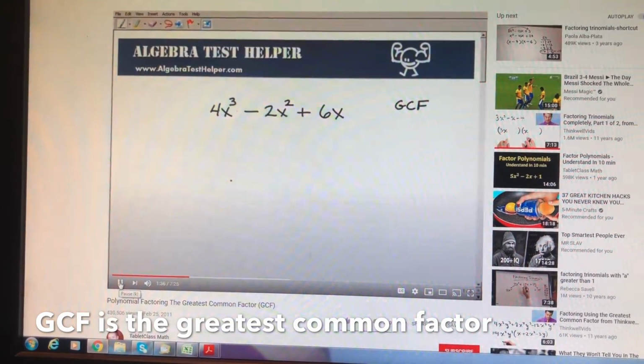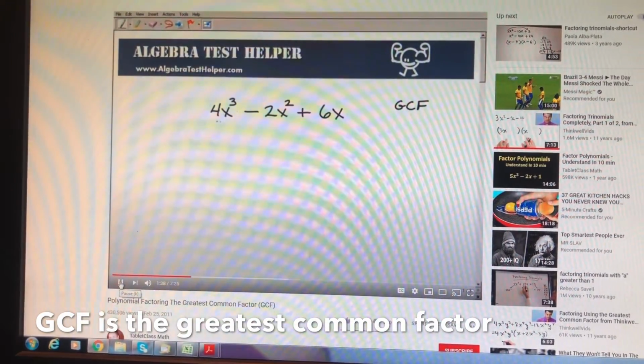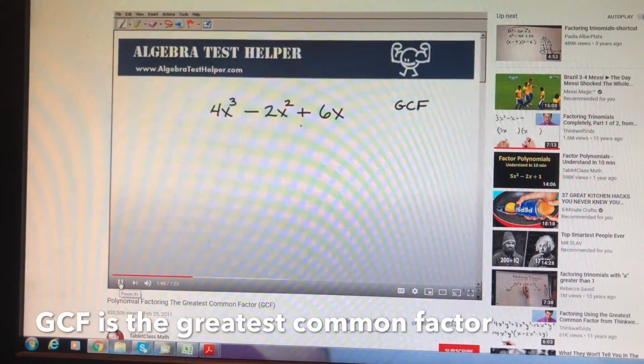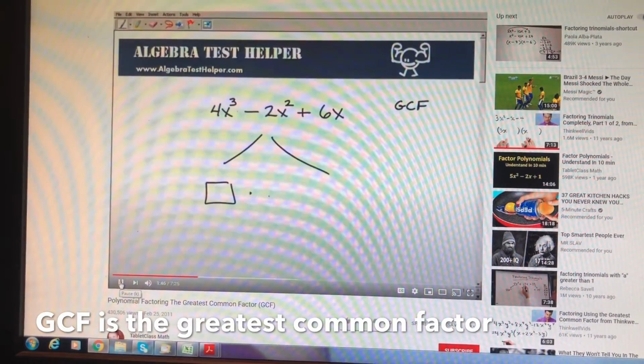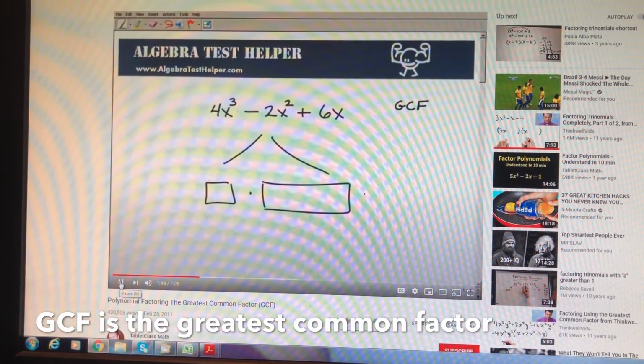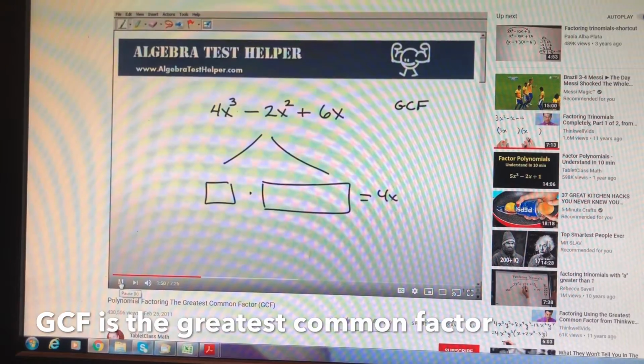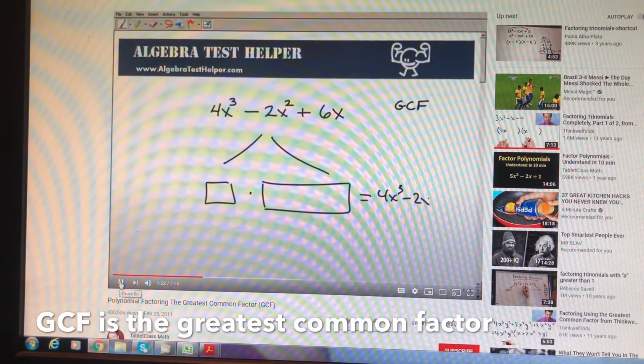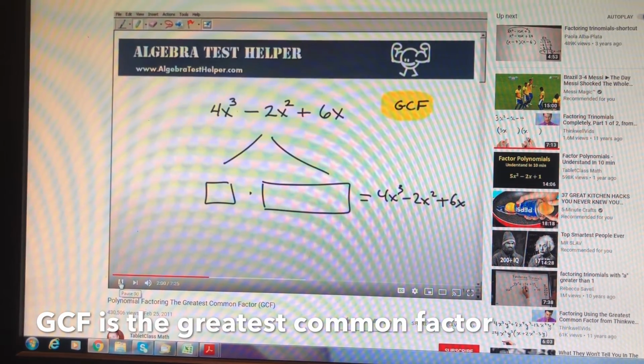But anyways, this right here is 4x cubed minus 2x squared plus 6x. What I'm looking to do is to factor it in such a way where I have something times something else, and that's going to get me back to 4x cubed minus 2x squared plus 6x. Okay, so that's the objective. And what we're going to focus on in this particular example is the greatest common factor.